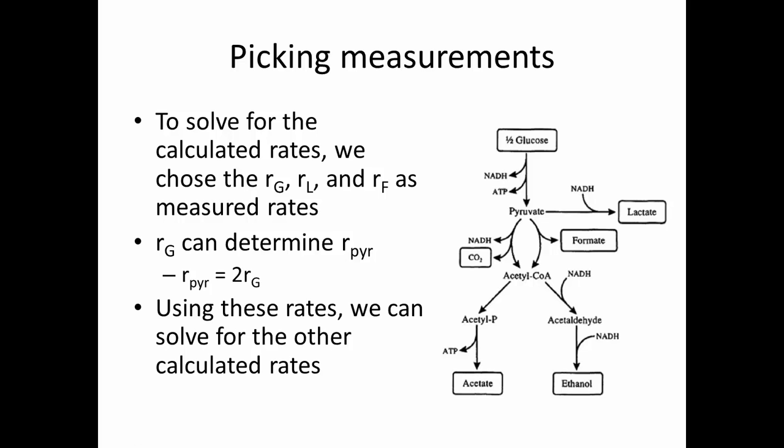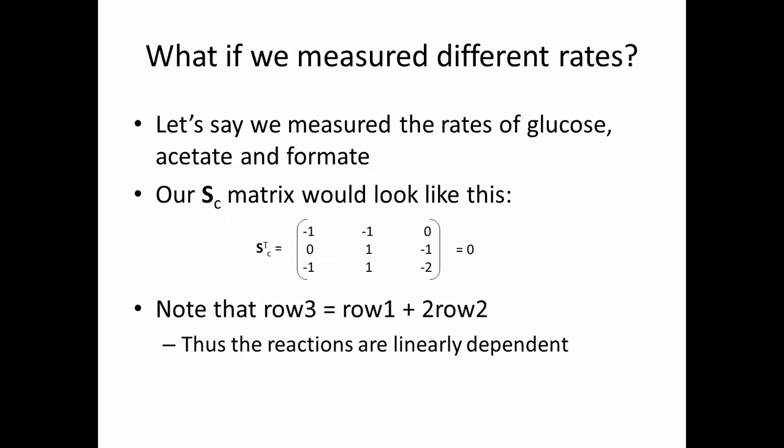So when we do our MFA, our metabolic flux analysis, we need to pick our measurements. What are we going to measure? We can solve for the calculated rates. Like we did earlier, we chose RG, RL, and RF, the rate of glucose influx, the rate of lactate, and the rate of formate efflux, as our rates. RG can help us determine the rate of formation of pyruvate, or R-pyr, which is basically equal to 2RG. Using these rates, we can solve for the other calculated rates, like we did.